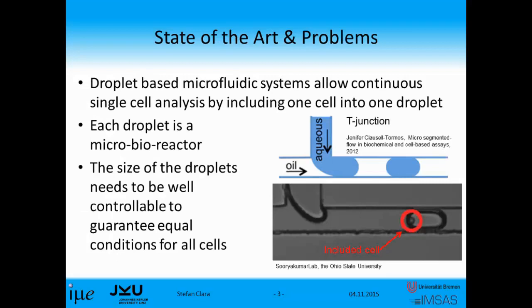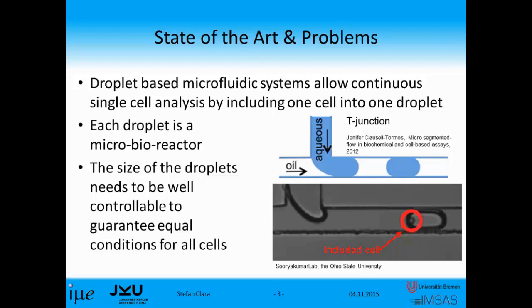Many droplet-based microfluidic systems allow continuous single-cell analysis by including one single cell into one droplet. They create the droplets by using a very simple structure, the so-called T-junction. Here we have a main channel, which is normally filled with an oily phase, and a side channel filled with an aqueous phase. The droplet size is strongly dependent on the inflow velocity.